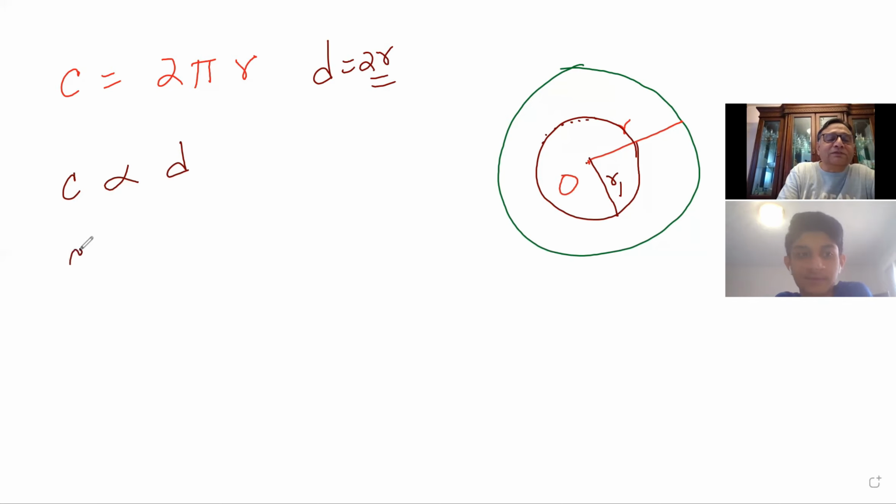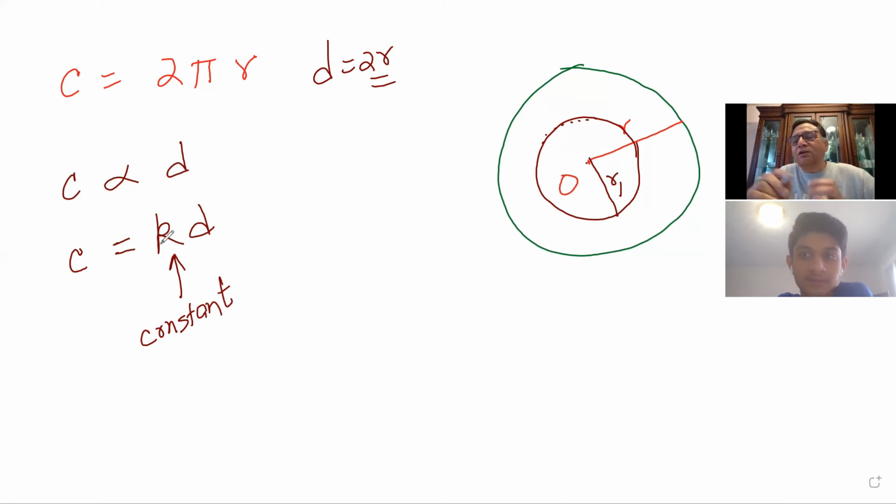So that means the circumference should be equal to some constant times the diameter, right? Where this is a constant. Is that clear? Yes, sir. And this constant, when they did a lot of measurements, came to be around 3.14 something. They named it as pi. Do you see that?